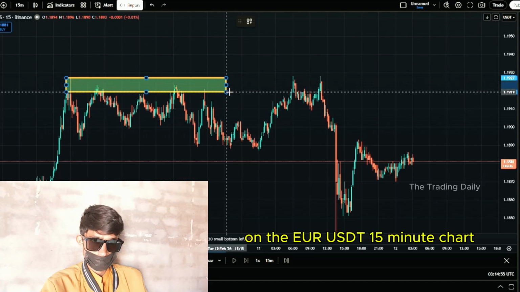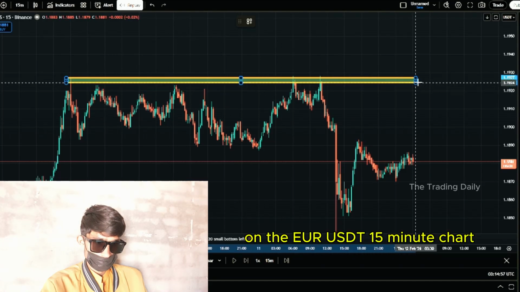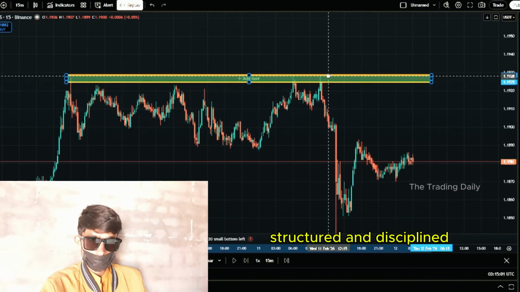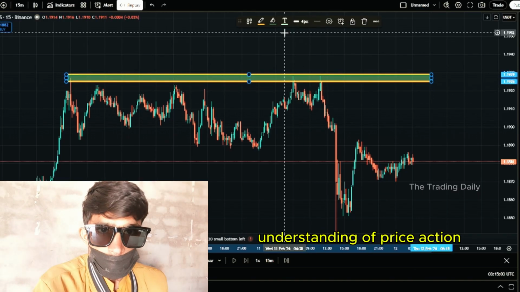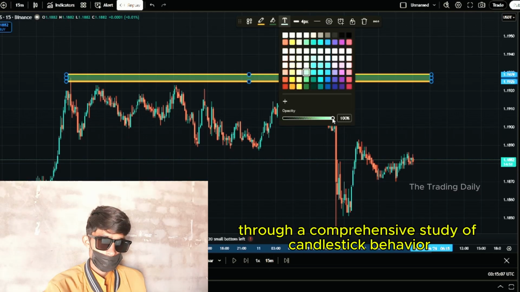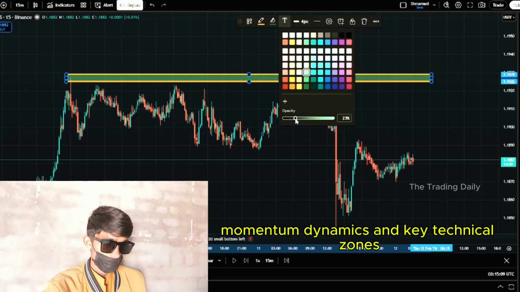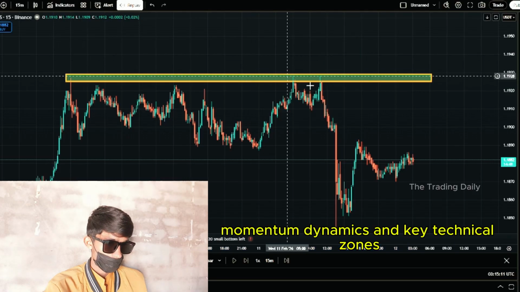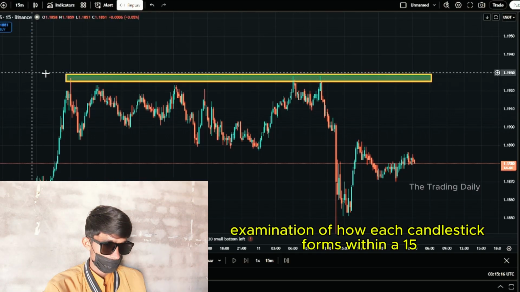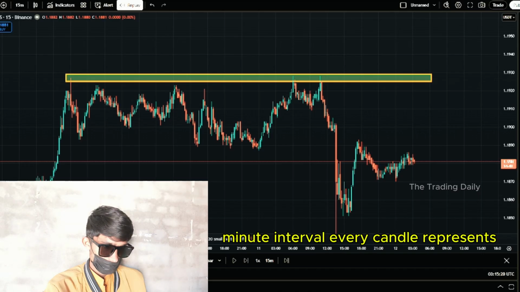On the EURUSDT 15-minute chart, our analysis was designed to establish a precise, structured, and disciplined understanding of price action through a comprehensive study of candlestick behavior, market structure, momentum dynamics, and key technical zones. The foundation of our approach began with a detailed examination of how each candlestick forms within a 15-minute interval.